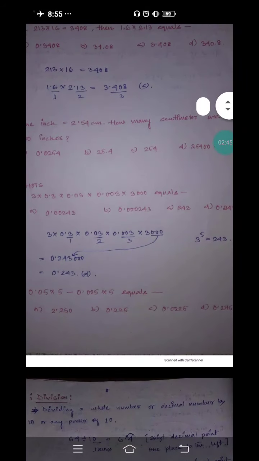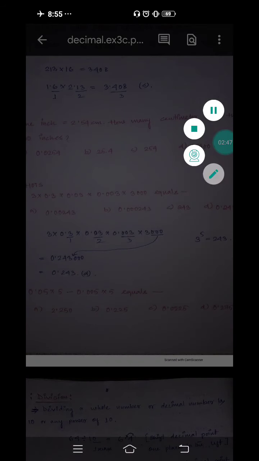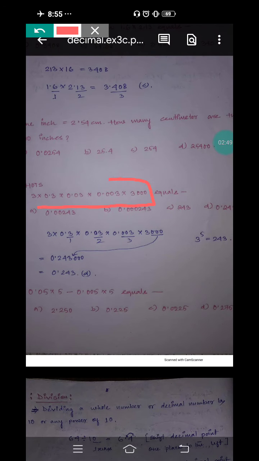See this question first. It is given as a multiplication. Here, how many 3's are there? All the numbers are 3 only. Forget about the decimals and forget about the zeros after the number. Just check the numbers: 3 3 3 3 3. So how many 3's are there? 1 2 3 4 5. That is 3 power 5. 3 power 5 is how much? 243. Okay, 3 power 5 is 243.